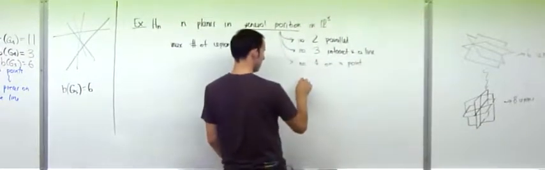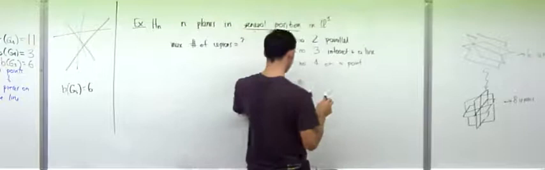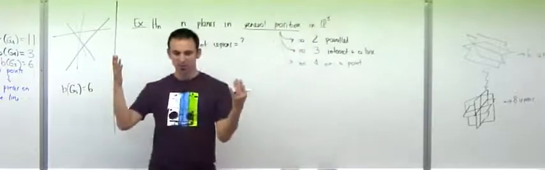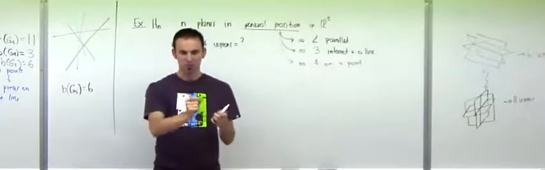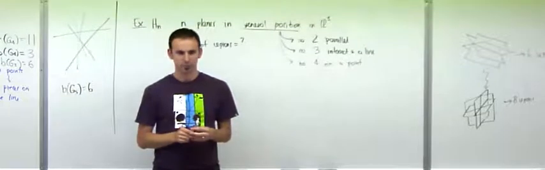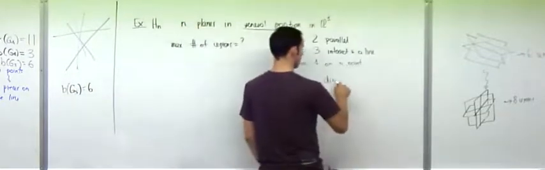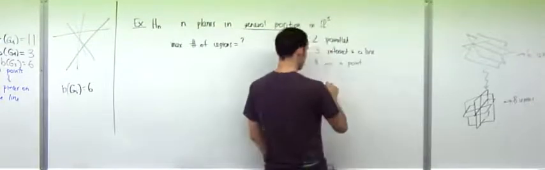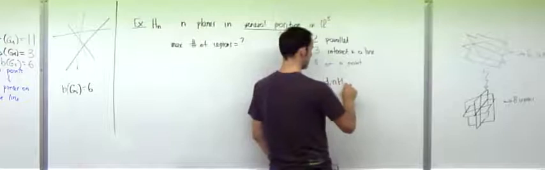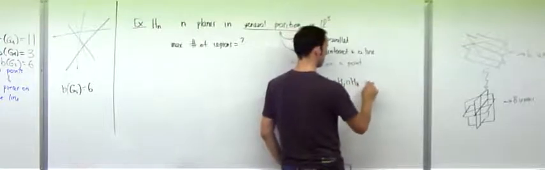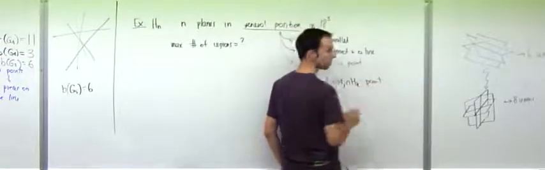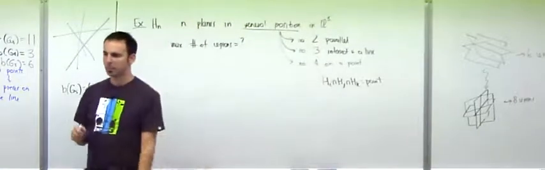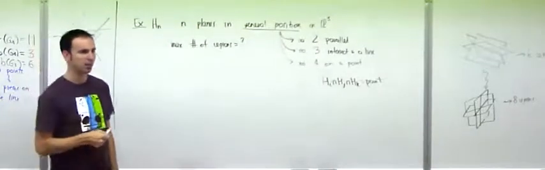So basically, what you want is that if you take any 3 of the hyperplanes, they intersect in a unique point. That's it. The intersection Hi ∩ Hj ∩ Hk should always be a point. If you have that condition, then the following argument is going to work.